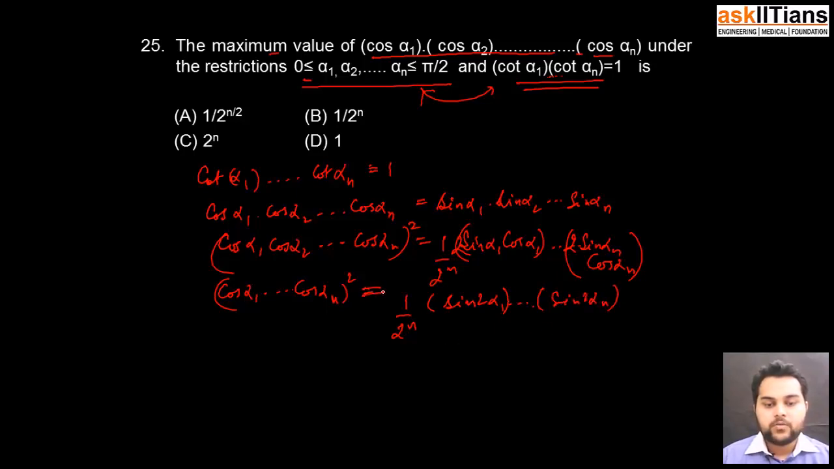Now the maximum value, suppose alpha 1 to alpha n were ranging from 0 to pi by 2, and so 2 alpha 1, 2 alpha 2 would be ranging from 0 to pi, and in that interval the maximum value sine can attain is 1. Hence cos alpha 1 up till cos alpha n would be equal to 1 by 2 raised to n by 2. That will be option A.